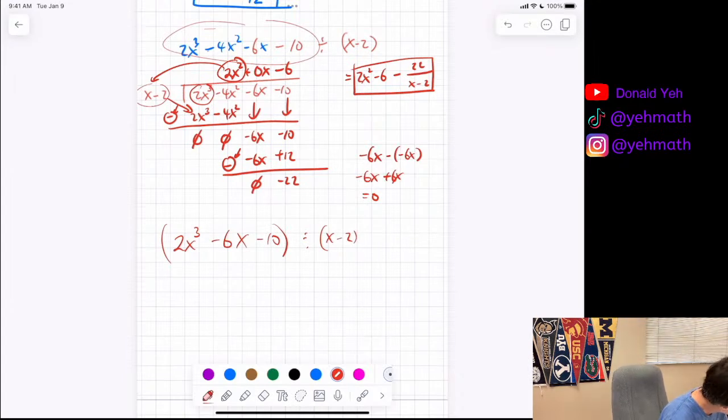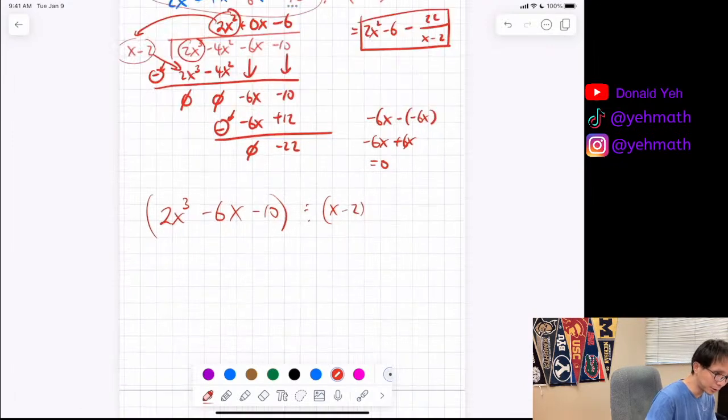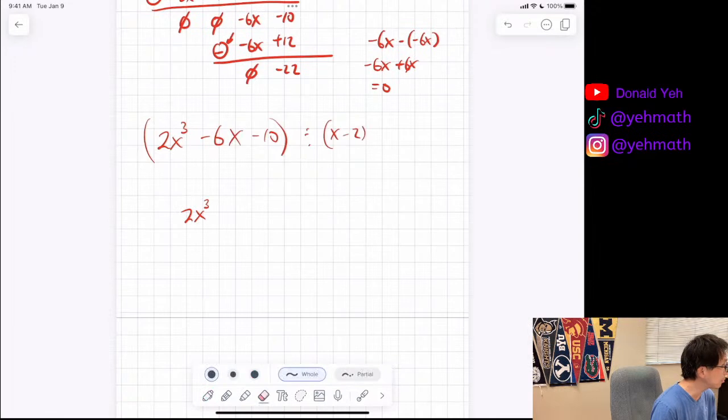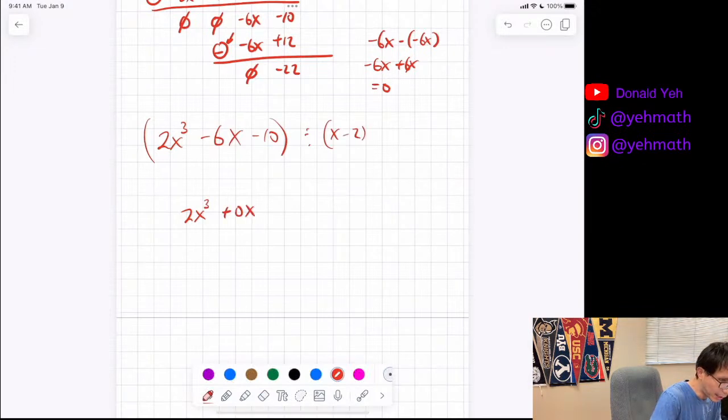Yes. Because you don't have an x squared. Yeah. So there's something called a placeholder. I don't know if your algebra teacher taught you that. In order for you to do it properly, you actually have to write down the placeholder. So this is 2x cubed, right? The next term that you should have is plus 0x squared, because that is a descending order. That order matters, that placeholder matters.